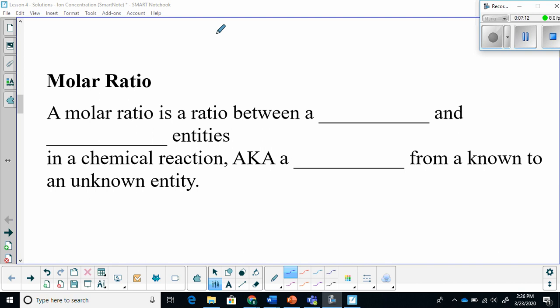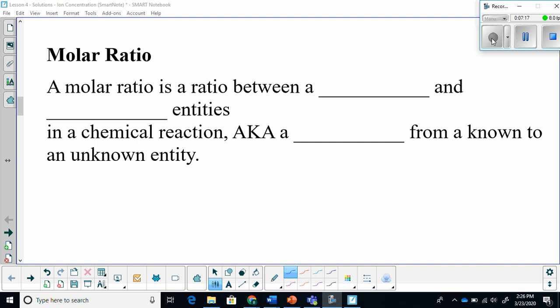All right, let's get into today's lesson. The learning goals are not listed, but basically we're going to use our new friend, which is going to be with us for the remainder of the semester, called molar ratio. Molar ratio is a ratio between entities in a chemical reaction. It's a ratio between products and reactant entities. That says reactants, I promise you.